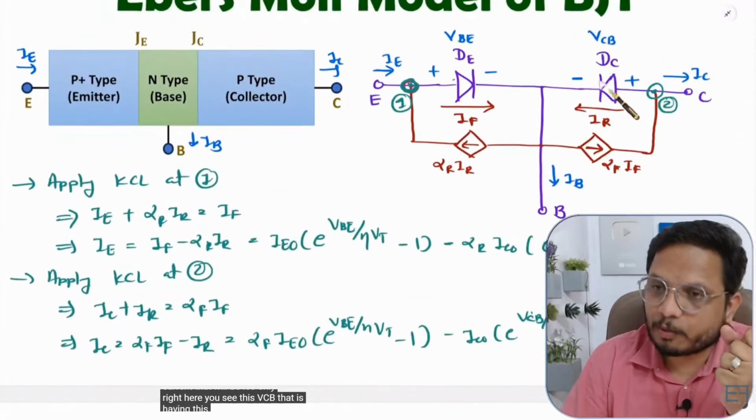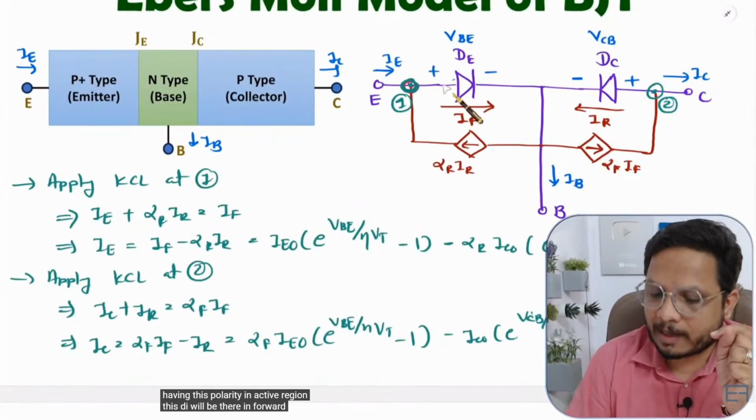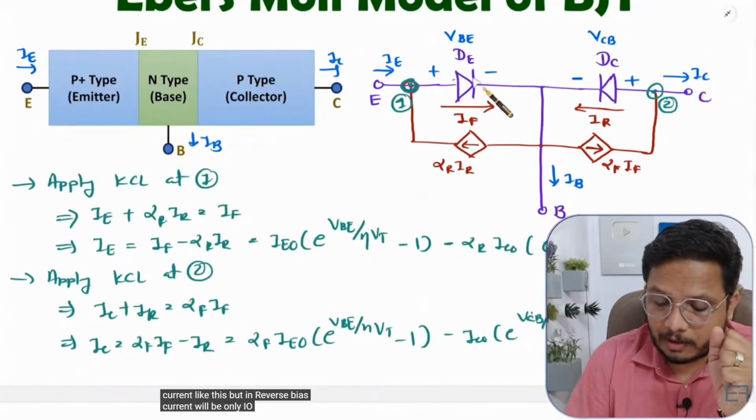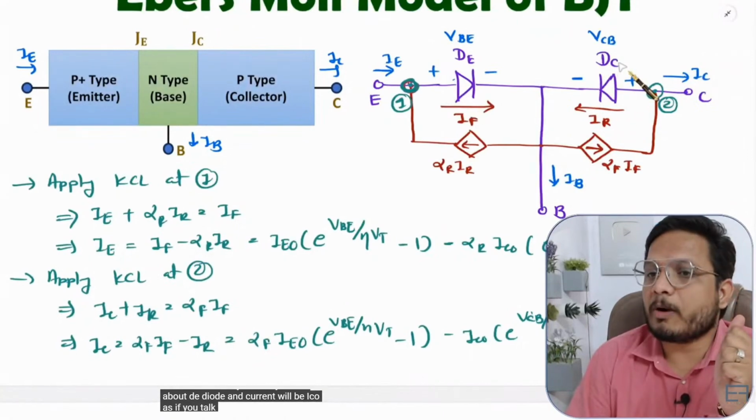Here you see this VCB that is having this polarity. In active region, this diode will be in forward bias, and this diode will be in reverse bias. So in forward bias, you have to mention current like this, but in reverse bias, current will be only IEO if you talk about the DE diode, and current will be ICO if you talk about the DC diode. That is how things are.